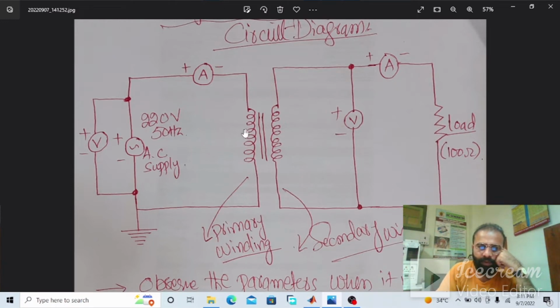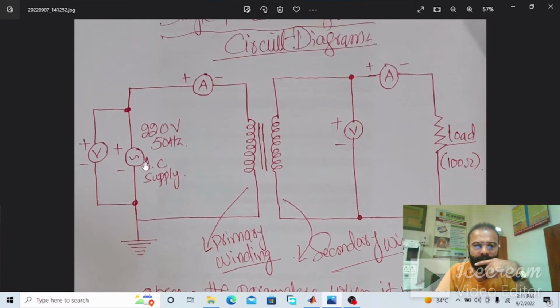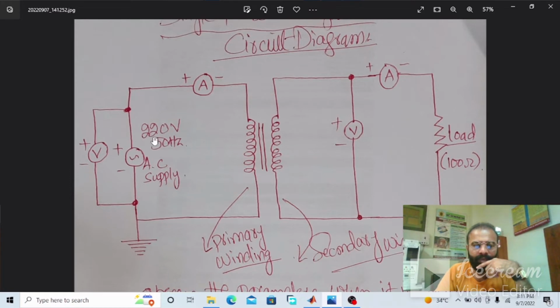Now we have to implement this circuit diagram on the MATLAB software and observe the parameters when the transformer is a step up. When the transformer is step up, its primary voltage is less and the secondary voltage is greater, and if the transformer is a step down, then the primary voltage E1 is greater and the secondary voltage E2 is less. So let's do the simulation on the MATLAB software.